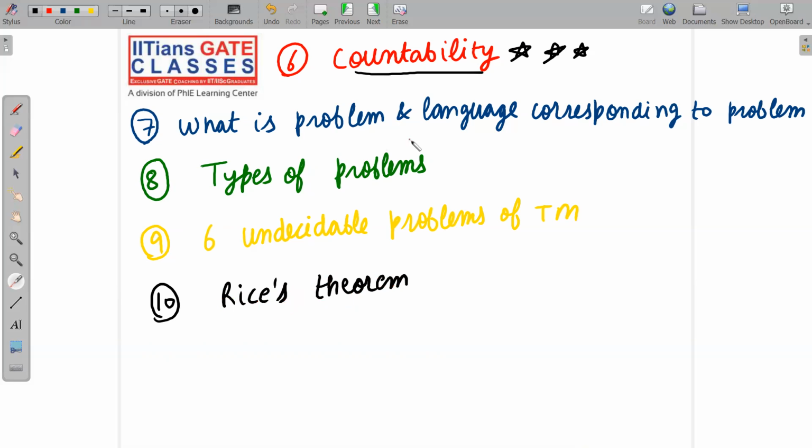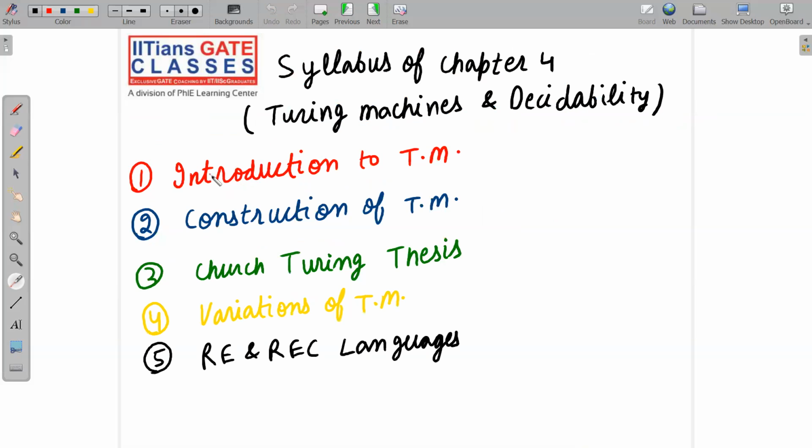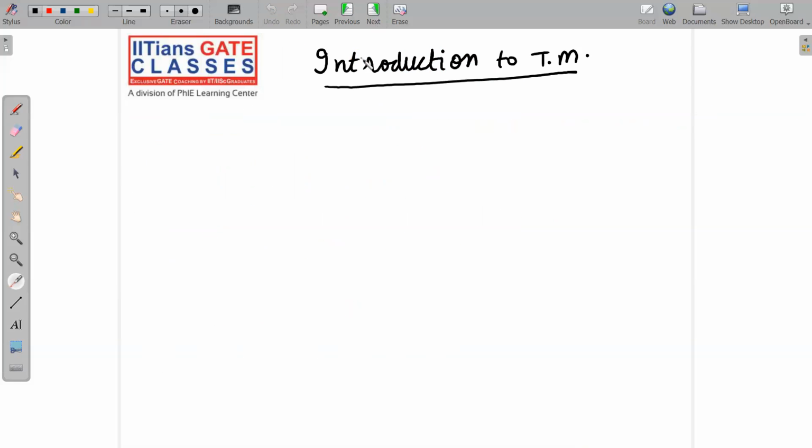Then we will study each and every topic in pretty much detail. Okay. So let's start the first topic, and the first topic was introduction to Turing machine. So let's start it. Okay. So what exactly is a Turing machine? Let me give you some informal idea about Turing machine. Then, of course, we will study the formal definition of Turing machine also. Okay.